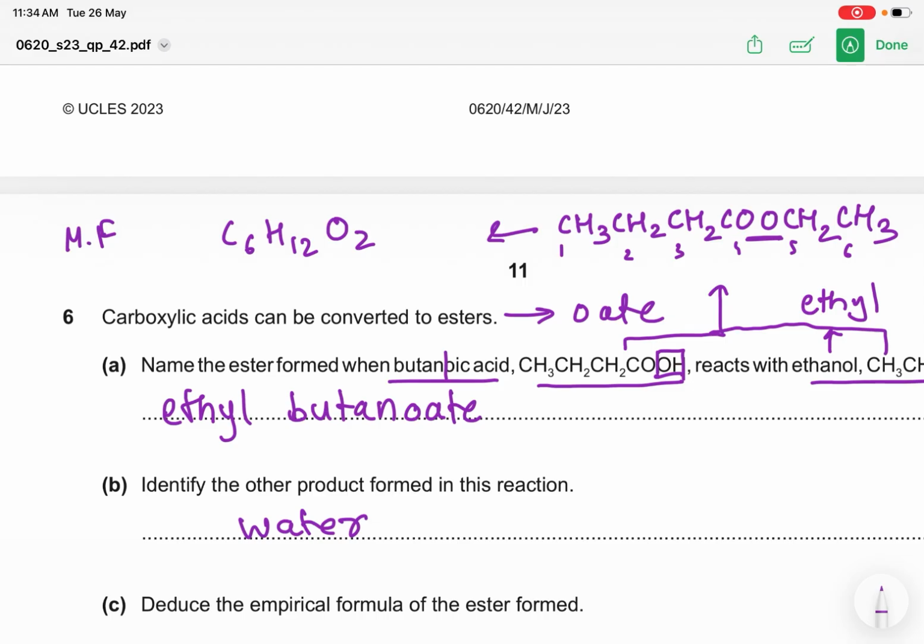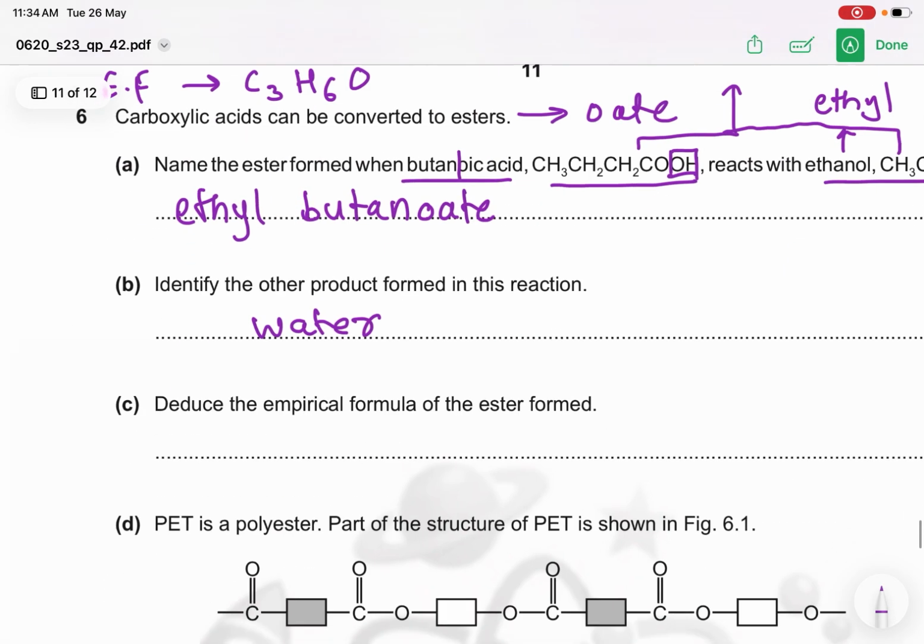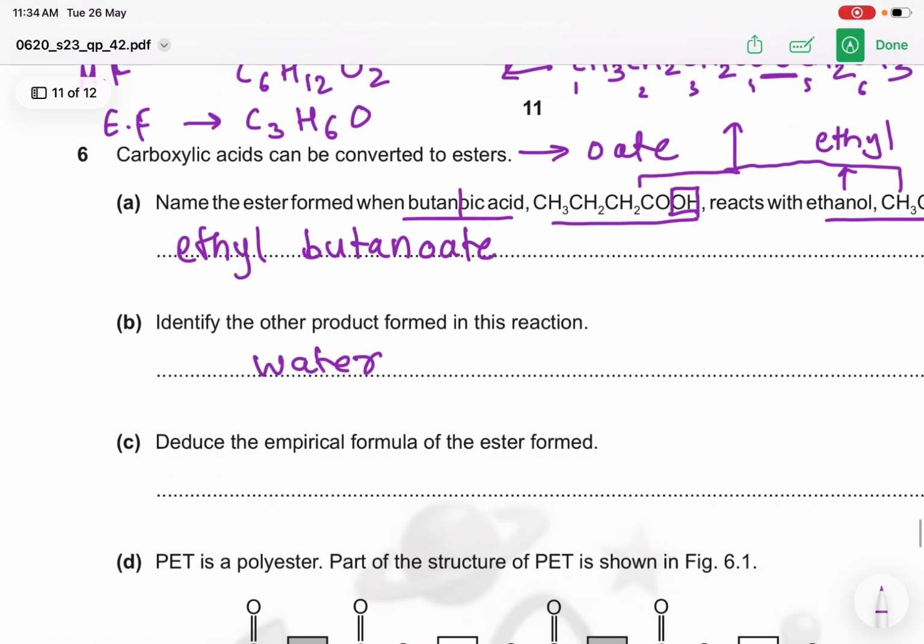Now I have to convert it into my empirical formula. So I will simplify it. I have C6H12O2, which can be converted to C3H6O. So my empirical formula is C3H6O.